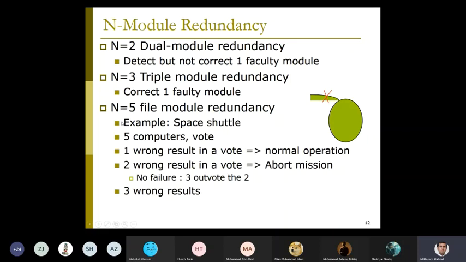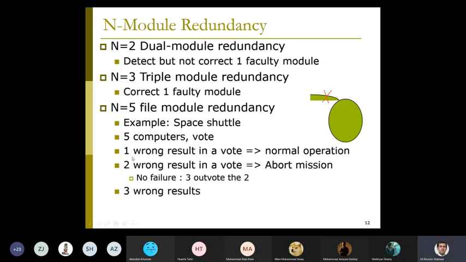But this is a special case, when n is equal to 5. This is called 5 module redundancy, and an example is the space shuttle. You know that space shuttle software is very complex, composed of billions of lines of code, just in order to have more reliability to avoid the faults.